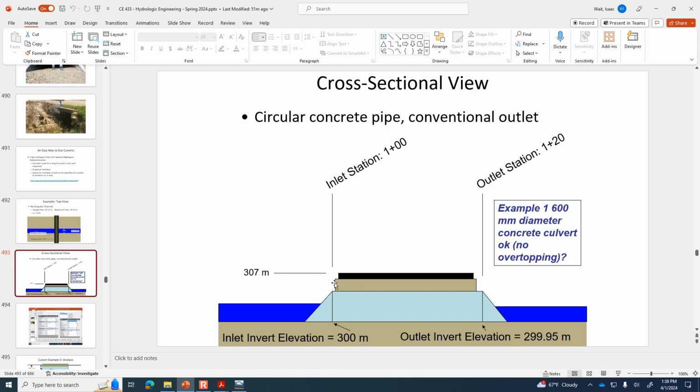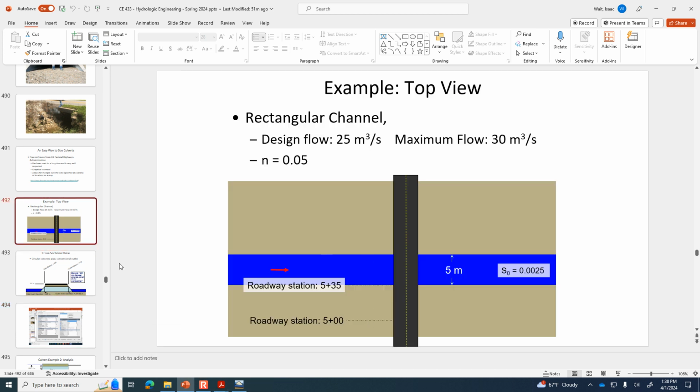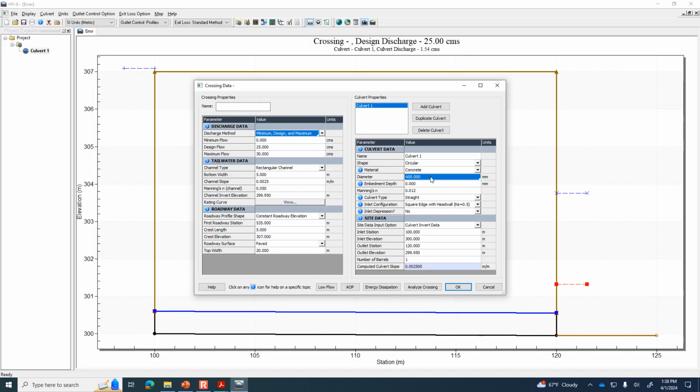Of course, you'd want to have some cover. You couldn't have people driving over the concrete of the culvert. Generally, there'd be at least 1 foot of cover, and for a culvert of that size, probably even more. Let's just say, what if we made the culvert 5,000 millimeters in diameter? So it's taking up the whole width of the channel and much of the available height. What would the flow situation look like if we go from 600 to 5,000 millimeters? So click OK. Actually, analyze crossing.